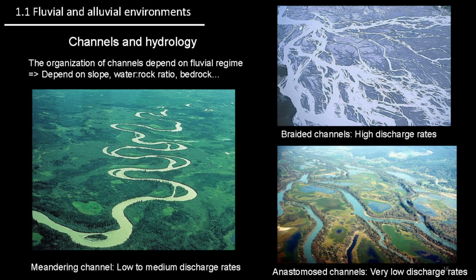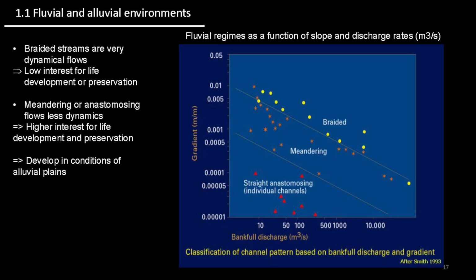The two main processes are meandering channels, which correspond to low to medium discharge rates, and braided channels, which are high discharge rates. When we link discharge rates to the gradients, to the slope, you can see here anastomosing, very stable, very low discharge, meandering, and then braiding. They're all aligned along this slope. When you have a strong discharge rate, you can have braiding even if the slope is low, but in general, braiding is when the slope is higher, and meandering is more in plains where the slope is lower.